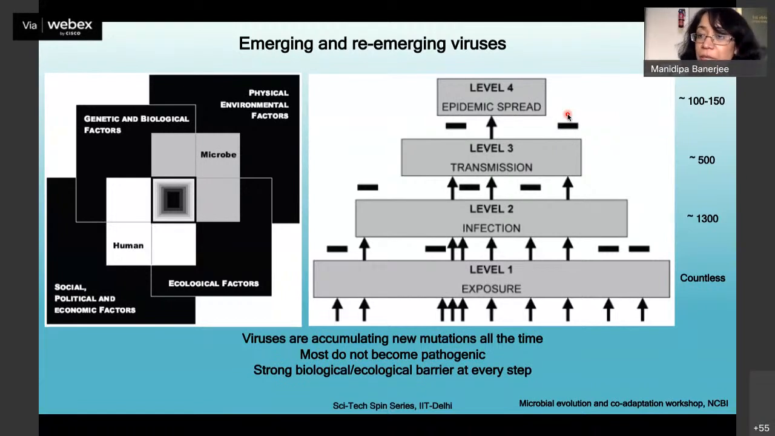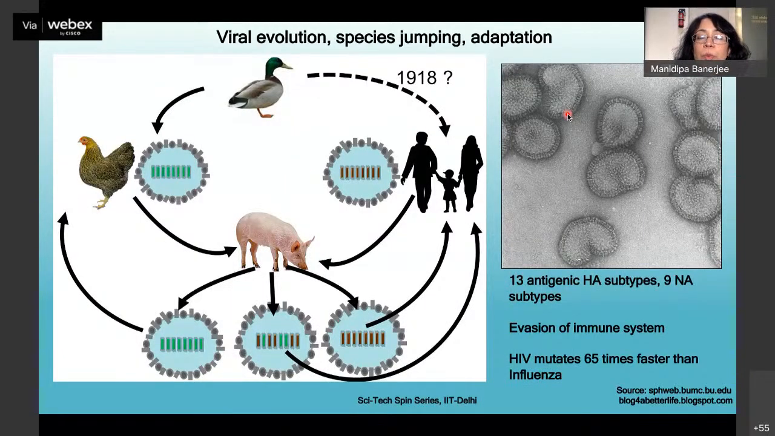So you will ask me, what happened with the pandemic? How are we suddenly in the middle of a pandemic? I think many different factors, not only genetic and biological, but also environmental and ecological factors and many other factors, came together to create the pandemic condition. Because it is possible for viruses to evolve. They are evolving continuously, for natural selection to happen, for species jumping to happen, and for viruses to adapt to a new host. For example, the influenza virus, the 1918 pandemic virus, was eventually found to be a bird flu virus which suddenly jumped to humans.